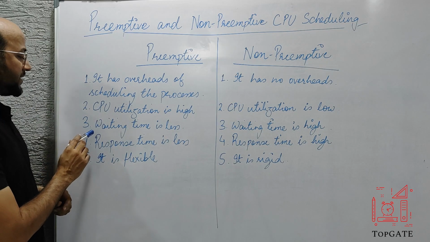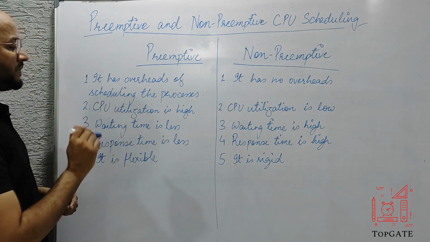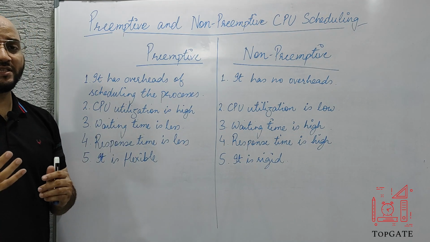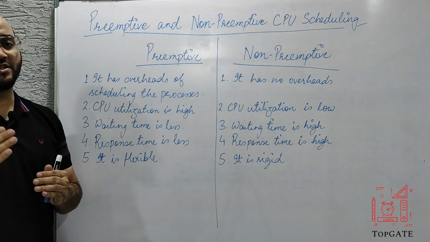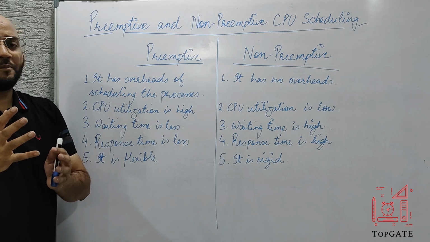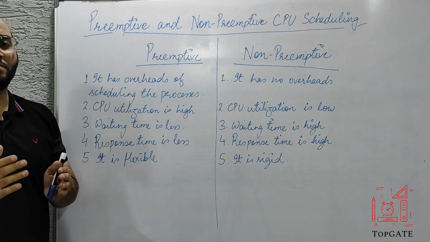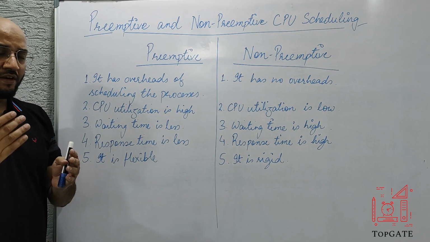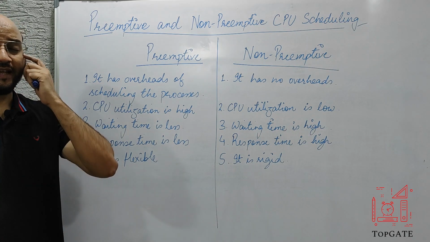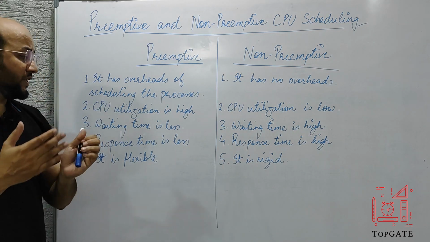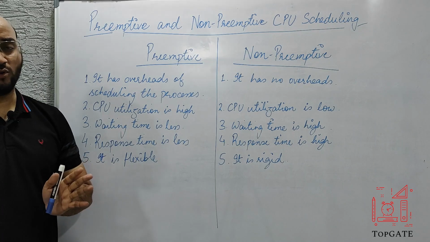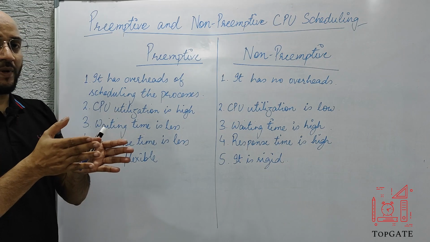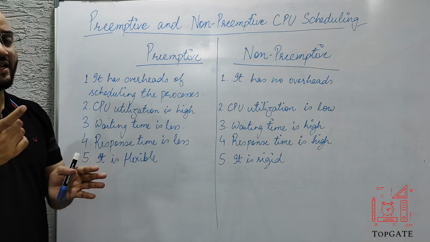Third point says that waiting time in preemptive scheduling is less. Now what is the waiting time? Waiting time is the time for which the process is waiting in the ready queue for its turn to be executed. Suppose the process comes in the ready queue. Coming in the ready queue means that the process is now ready to begin the execution. But since there may be some other process which is getting executed by the CPU, this process is not able to execute on the CPU. So the time for which it is not getting its turn on the CPU and it is there in the RAM, in the ready queue, that time can be called the waiting time.